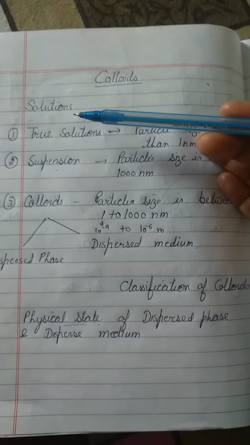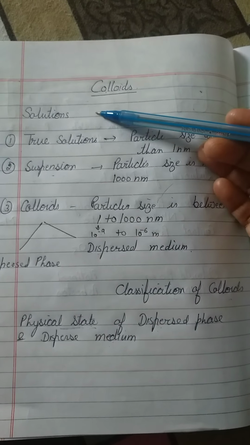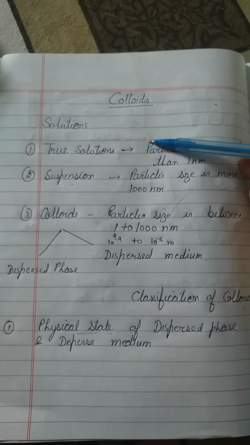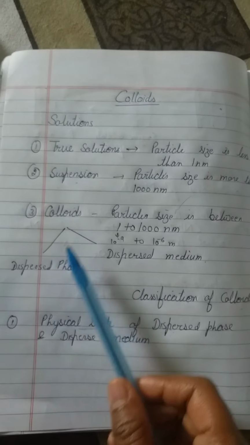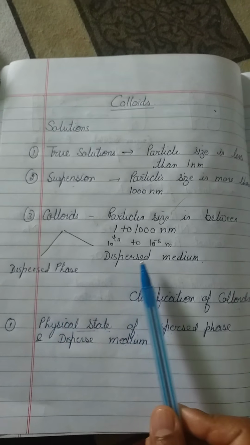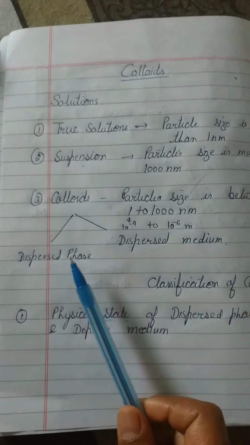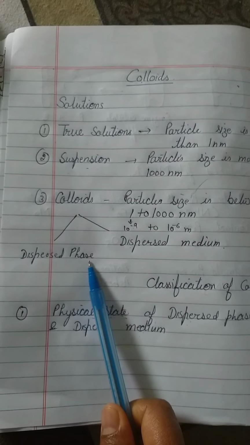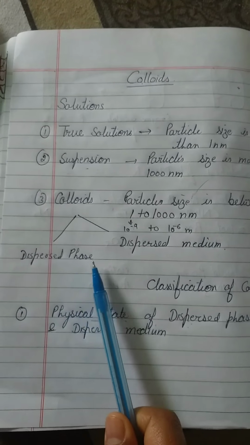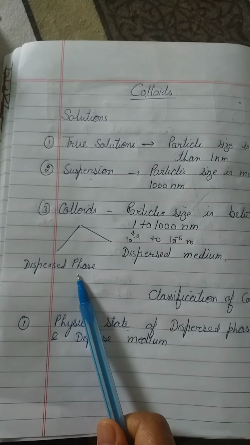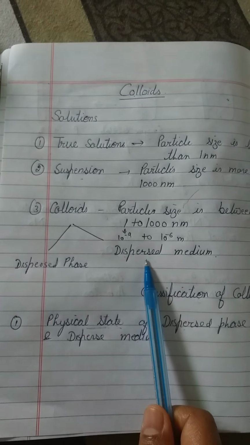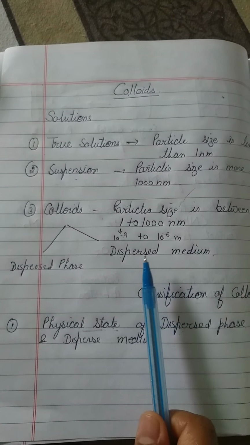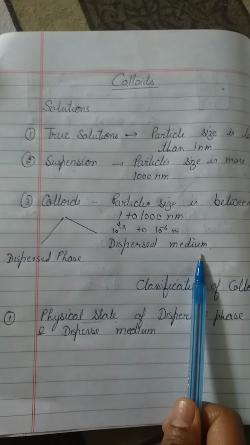Now, a solution is made up of solute and solvent. Solute is in less amount and solvent is in large amount. Similarly, colloids are also made up of dispersed phase and dispersed medium. Here, the dispersed phase is the component present in less amount. It acts similarly to a solute, but the term is different: dispersed phase. And the component present in large excess is known as the dispersed medium, right?